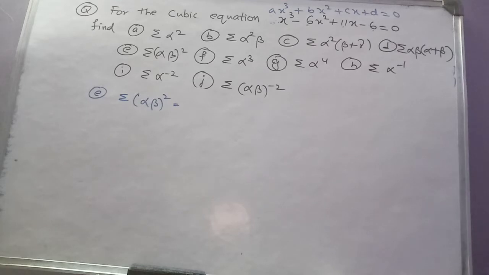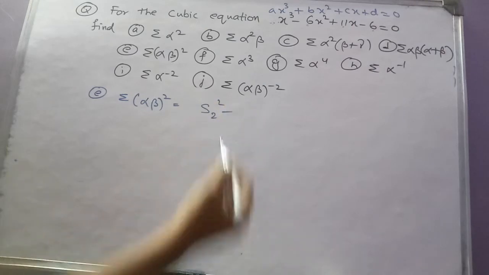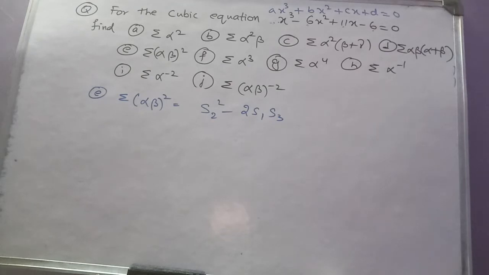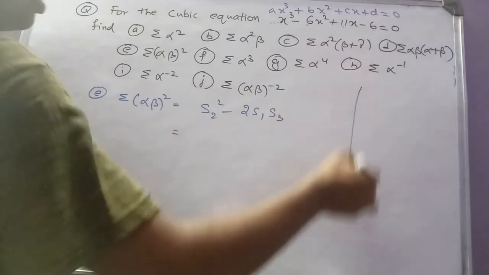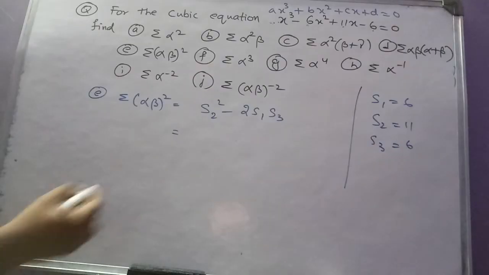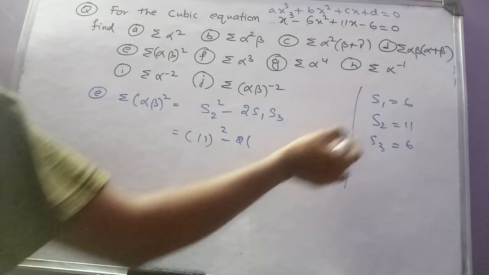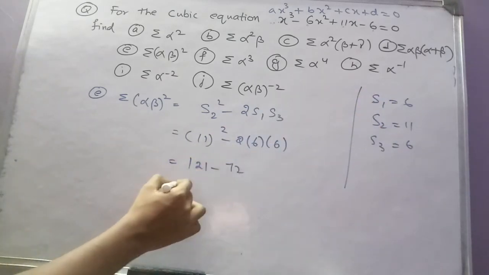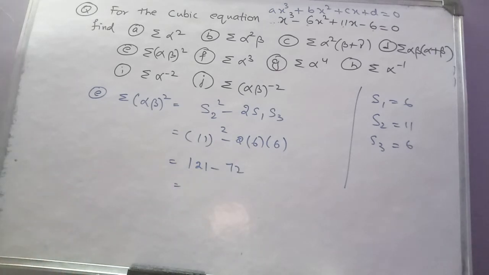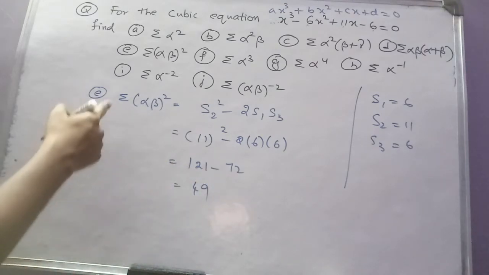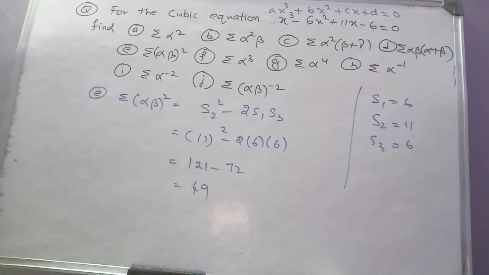So we have already derived the formula for sigma alpha beta whole square. It is s2 square minus 2s1 s3, correct? S2 square minus 2s1 s3. Here s1 is 6, s2 is 11 and s3 is 6. So s2 square means 11 square minus 2 into s1 into s3, which is 6 into 6. So it is 121 minus 72. 121 minus 72 is how much? Is it 49? Yes, it is 49. Therefore, the summation of alpha beta whole square is 49.